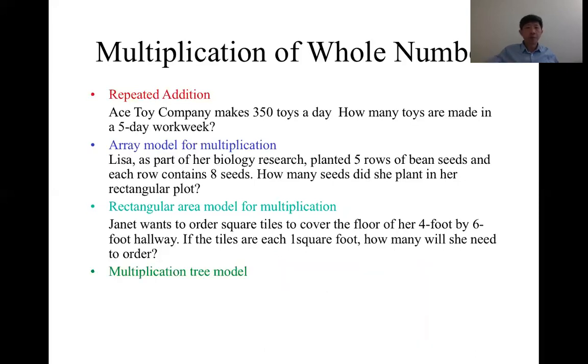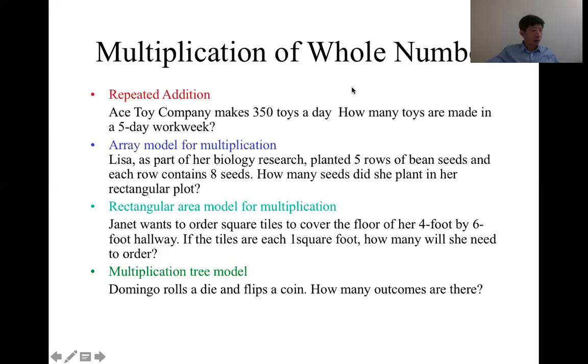Next example, multiplication tree model. Domingo rolls a die and flips a coin. How many outcomes are there? So roll a die, flip a coin. Rolling a die gives 6, and then flipping a coin gives 2, because 2 sides. So therefore, the number of outcomes would be 12, okay?